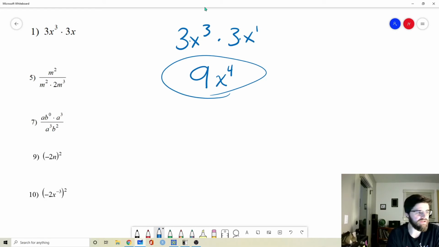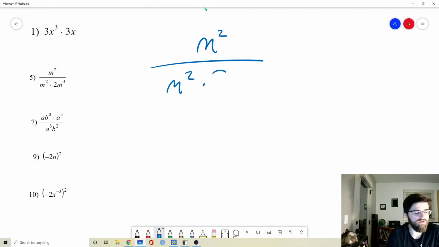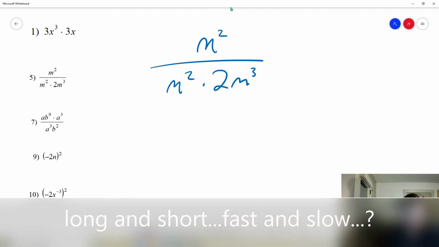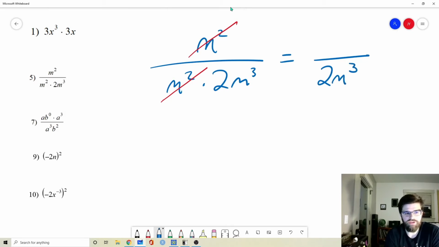All right, let's take a look at the next one. We've got m squared over m squared times 2m cubed. Okay, so there's a fast way and a short way to do this problem. What I would do when I was actually looking at this problem would just take a look at this and see that I have the same term on the top and the bottom, m squared over m squared. So I know that anything divided by itself is just 1, so we can cancel that out, which means my answer is just going to have a 2m cubed on the bottom, and there's nothing left for the top.